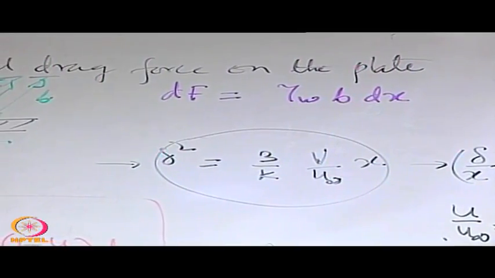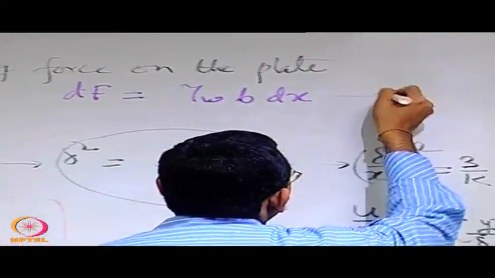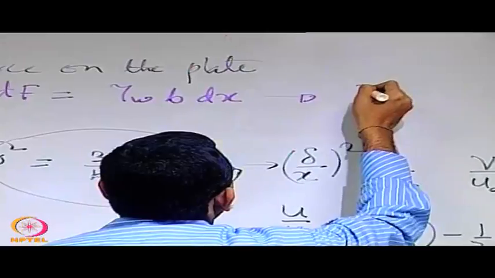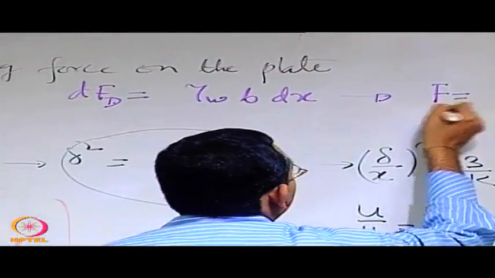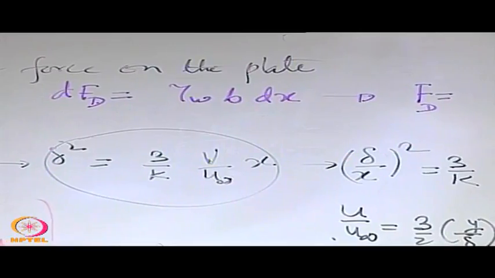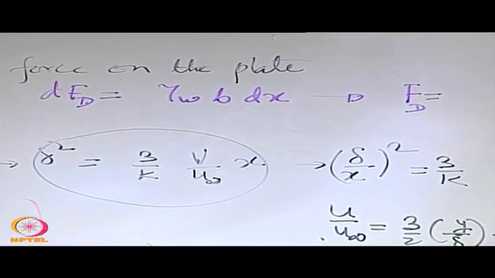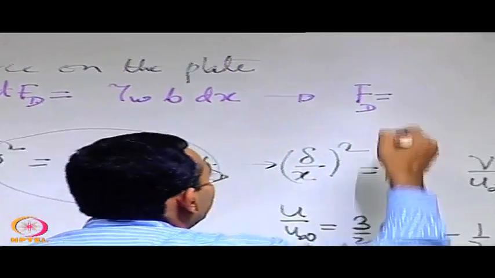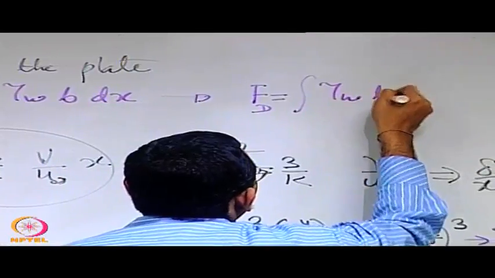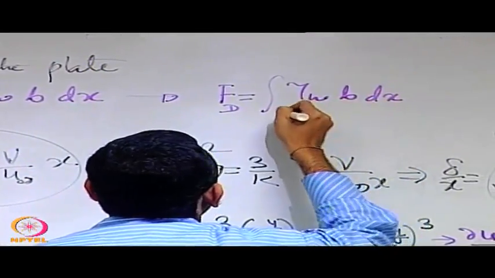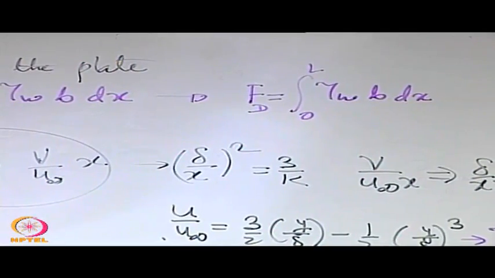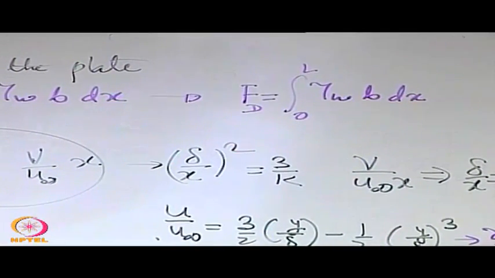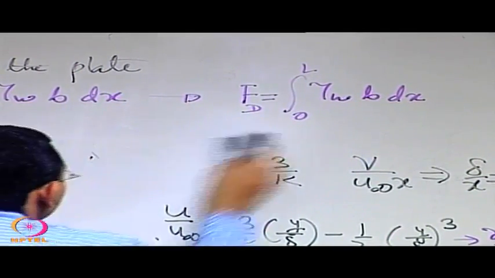If you want to find the total one, of course you have to integrate it. So the total F, let us give it a subscript d to indicate it is a drag force. So Fd will be the integral of tau wall B dx from x equal to 0 to x equal to L, where you know how tau wall varies with x. That is already known to us.